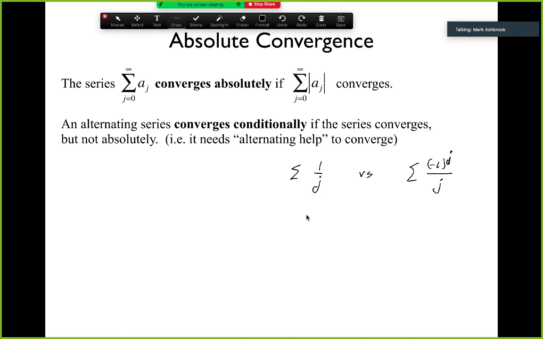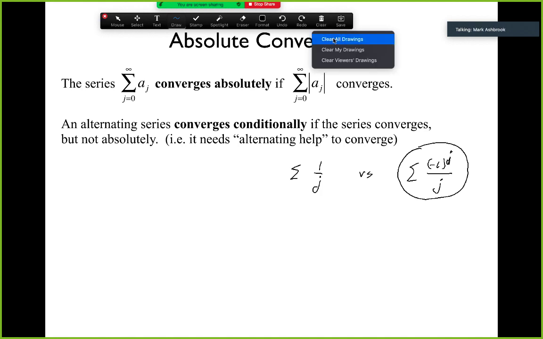It should make sense. If you add up all positive values, it gets really big. But now if you take every other term and make it negative, well, then you're going up and then down a little, and then up and then down a little, and then up and then down a little in your partial sums. So this one converges. Now, does it converge absolutely or conditionally? Conditionally, because if you take the absolute value of all these terms, then you've got the harmonic series, and it does not converge. So this is conditional convergence because it requires the alternating effect to get it to converge.